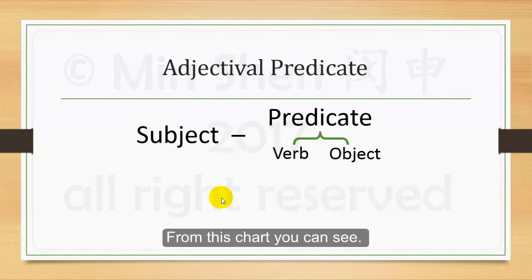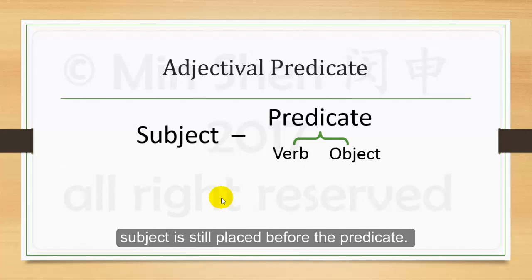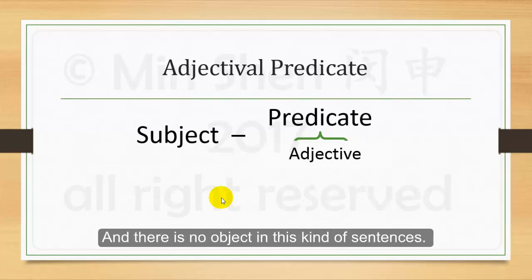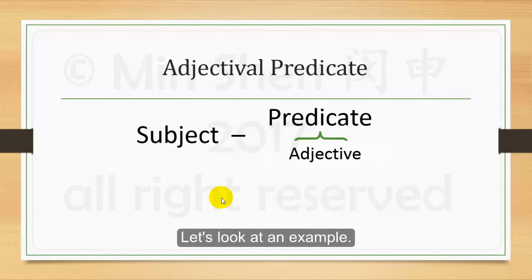From this chart you can see, in adjectival predicate sentences, the subject is still placed before the predicate. However, adjectives can function as verbs. And there is no object in this kind of sentence. Let's look at an example.